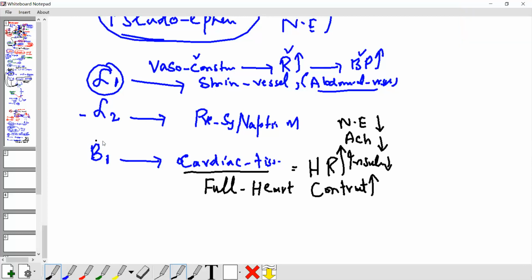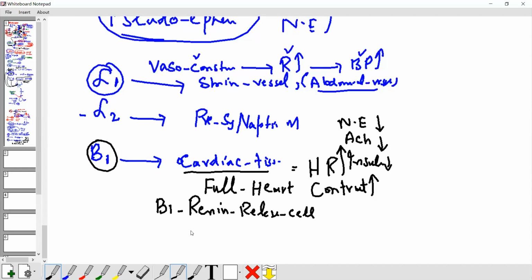Okay, beta 1. Beta 1 is present in the kidney. Where? On the renin-releasing cell. Beta 1 helps to release renin. Understand? Beta 1 is present on the heart. Beta 1 is present on the kidney, where renin is released.